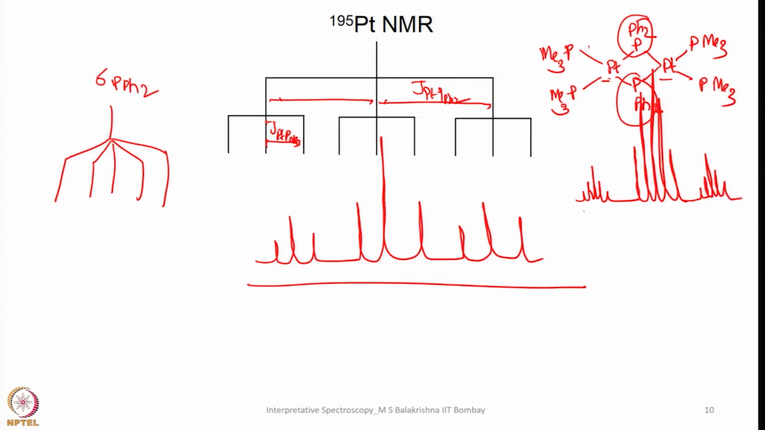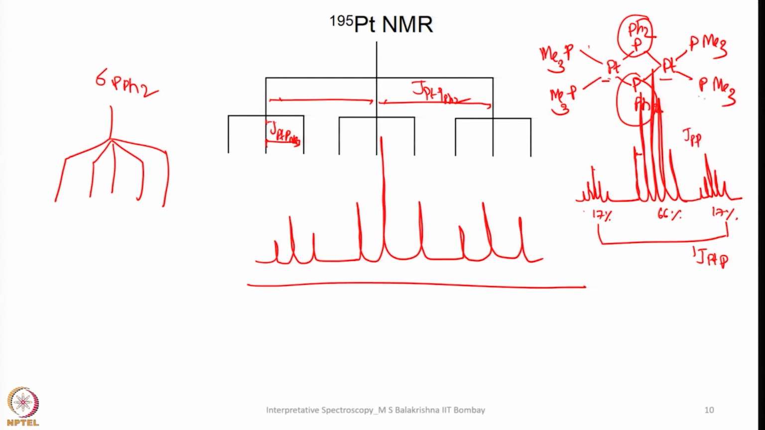So something like this. Again, this is for 66%, and then this is 17%, and this is 17%. The distance from the middle one to the middle one, or first one to first one, is called 1J PTP coupling, and this spacing is called PP coupling. PP coupling, this is how you can write it.